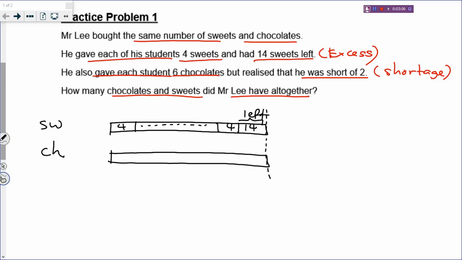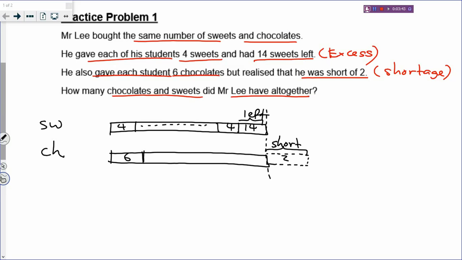He also gave each student 6 chocolates, but realized that he was short of 2. So how do you draw this model? The first student, who has 4 sweets, also gets 6 chocolates. So you have the first student over here, and we don't know how many boxes, so we have to draw the broken line, the dotted line. But because he wants to give everyone 6 chocolates, he was short of 2. So you draw a dotted box to show the shortage. This is your shortage. You're short of 2.